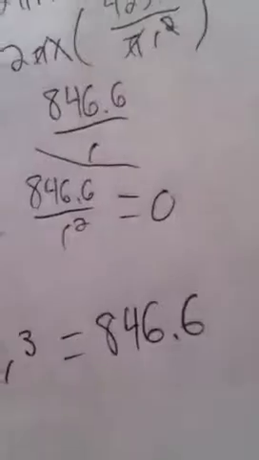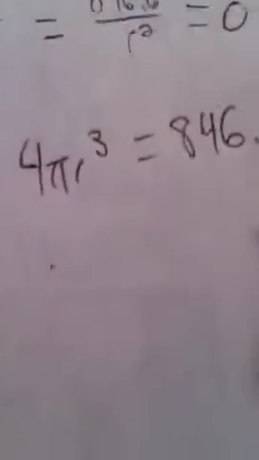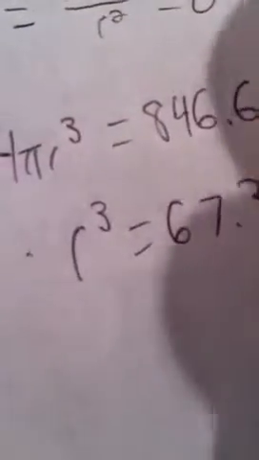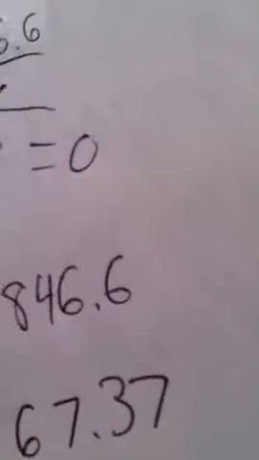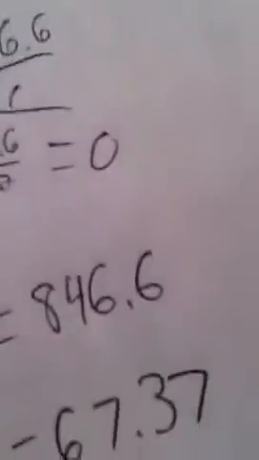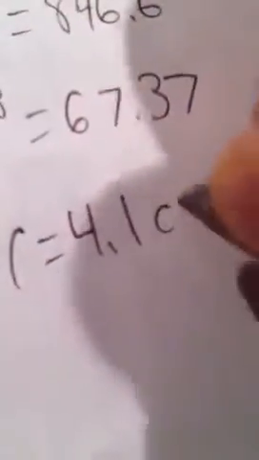Actually, you know what? I'll divide by 4 pi. 846.6 divided by 4 pi is 67.37. And the cube root of 67.37 is 4.1. So r equals 4.1 centimeters. That's our r for the least amount of surface area.